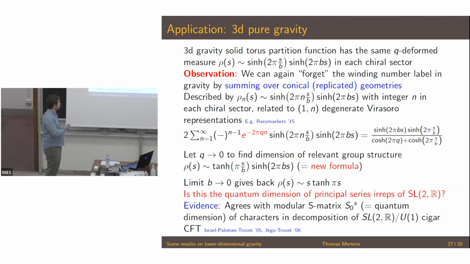Well, at least if you look at the results from 15 years ago or so, when people looked at the worldsheet torus partition function in string theory for this SL2R over U1 cigar CFT, that was decomposing characters. Those characters transform under modular S transforms. And if you stare at that modular S matrix, you can recognize this form appearing there as well. So this thing has actually appeared previously in the literature.